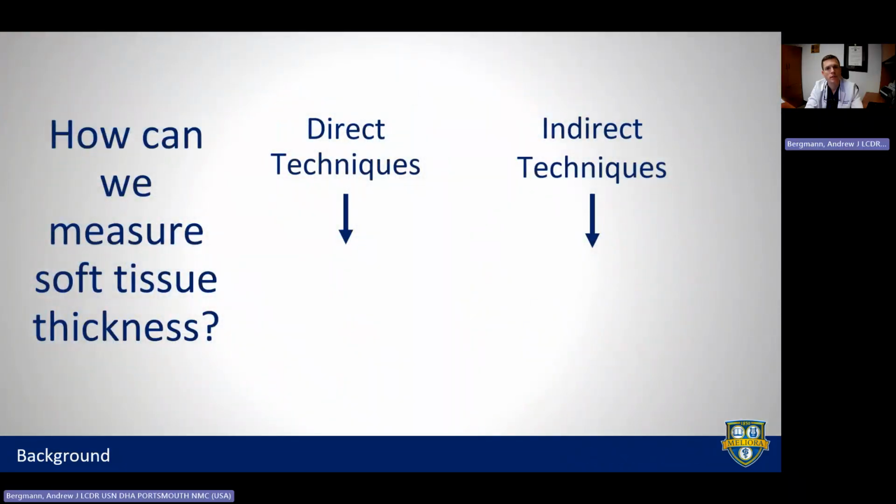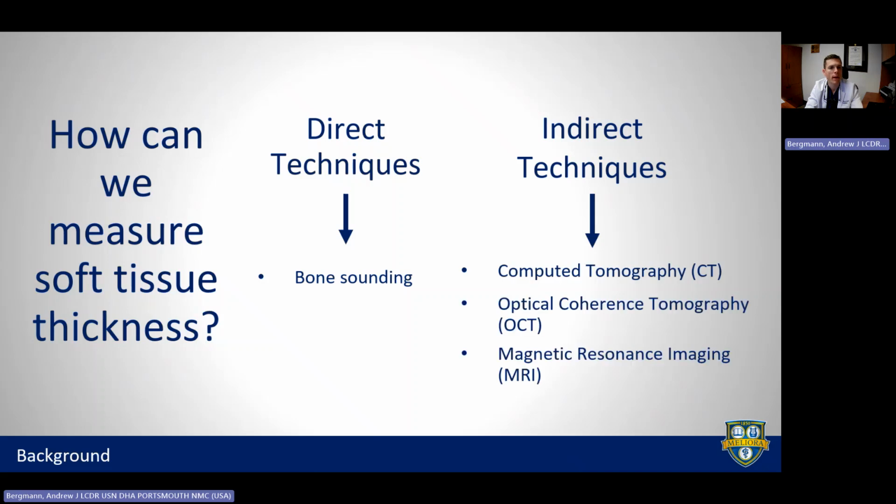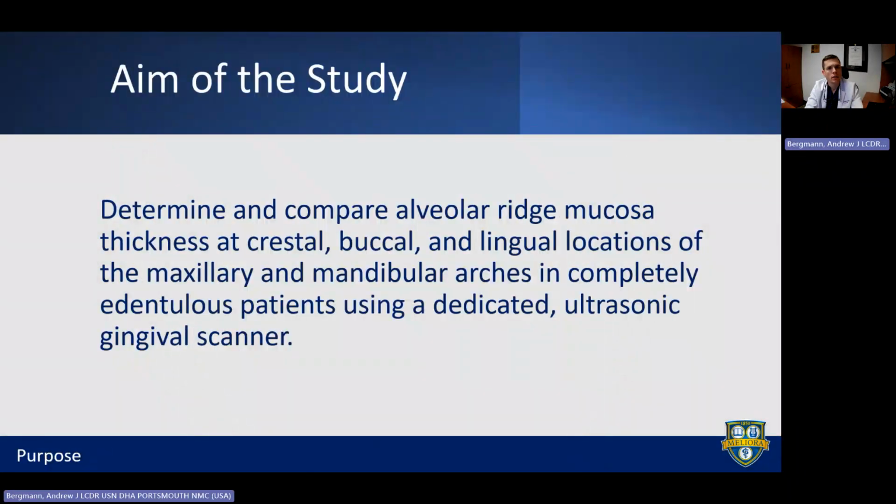So how do we measure soft tissue thickness? Well, we can really break it down into two overarching categories with either direct techniques or indirect techniques. For direct techniques, we have bone sounding. However, for indirect techniques, we have computed tomography, optical coherence tomography, magnetic resonance imaging, and lastly, ultrasonography, which was the methodology used in this study.